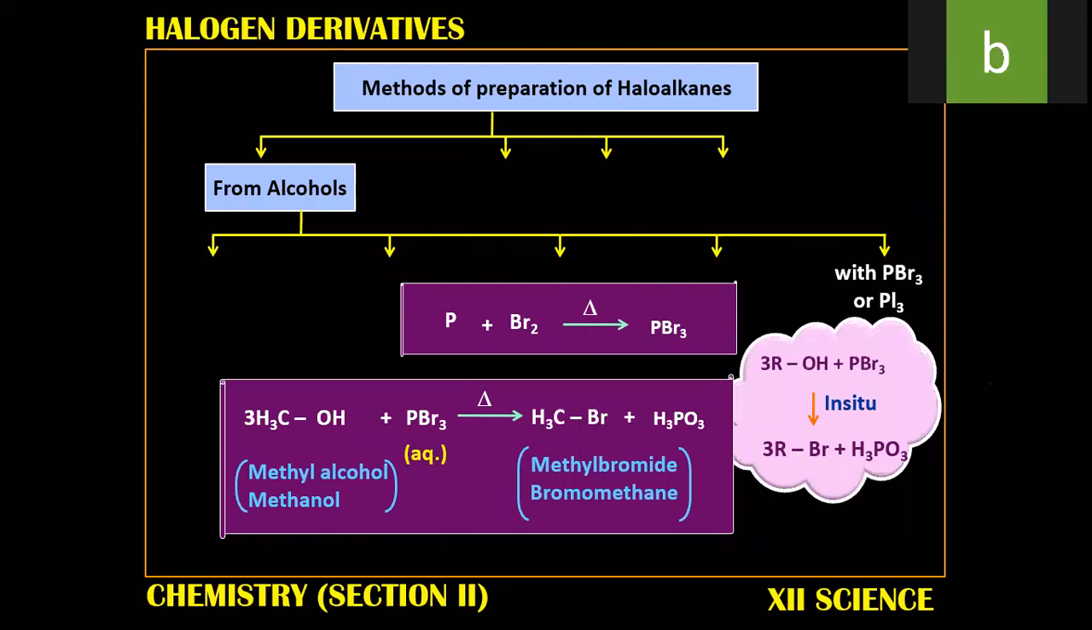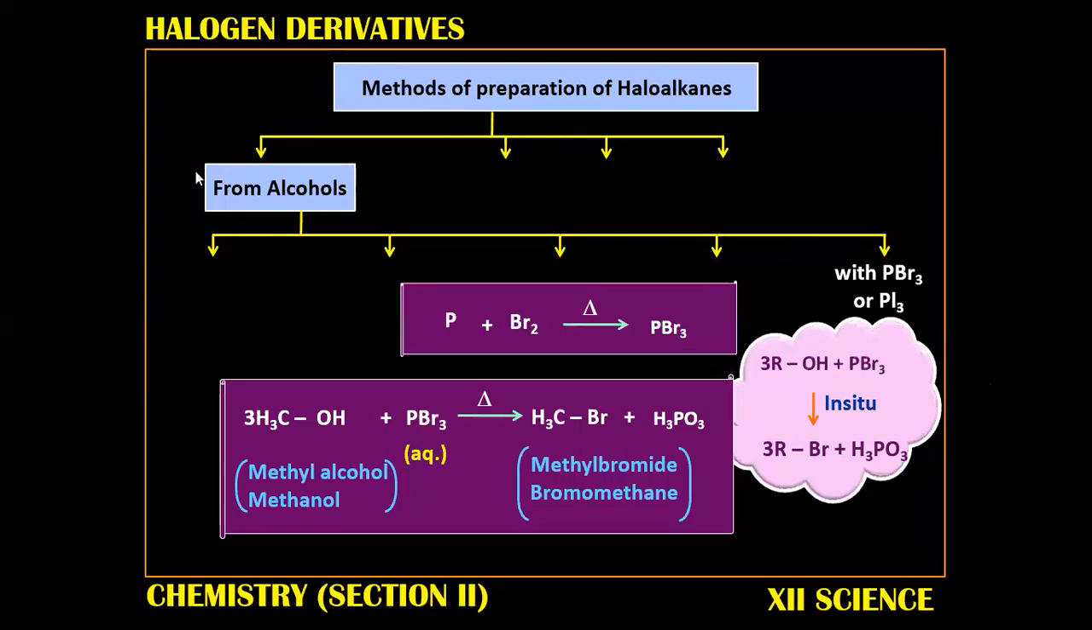Okay, everybody has copied the reactions. I'll move to the next slide. So the first method we finished. The first method of preparation is from alcohols. And in alcohol, the first one we did was halo acid. Then phosphorus trichloride, phosphorus pentachloride. We did thionyl chloride. And the last one we did was tribromide or triiodide.